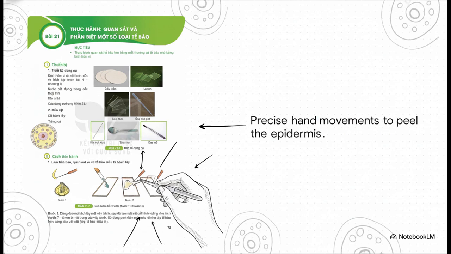Actually getting that epidermis off takes a little bit of finesse. You can see the technique right here. You score the tissue and then use a steady, gentle pulling motion with your dissecting tools to separate that single cell-thick layer without ripping it. It definitely takes a steady hand.